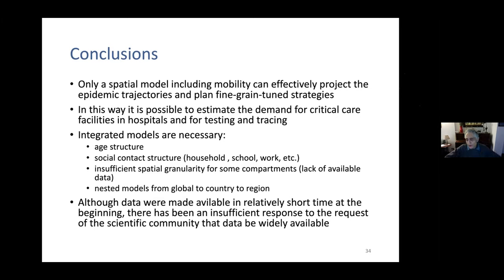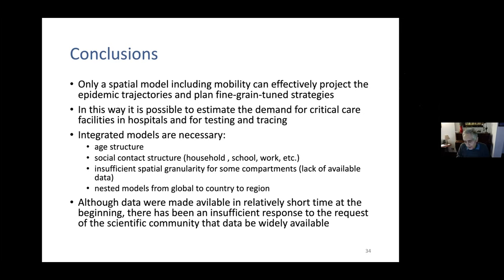And if we look at the problem really at the global scale, then it is clear that there should be nested models from global, I mean, all the world, like for the problem of climate change, for instance, where you have global modeling and then nested, you have country models and then nested regional models, so that you can fine grain the strategies, because the strategies might differ from location to location.